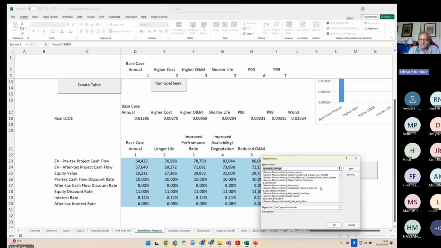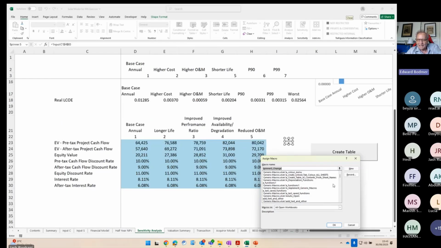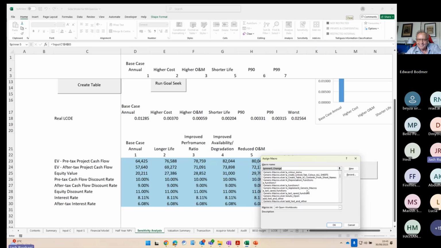Switch to this workbook, down at the bottom where it says macros in. It says all open workbooks right now. Just choose this workbook. And then find the one that says table 1.